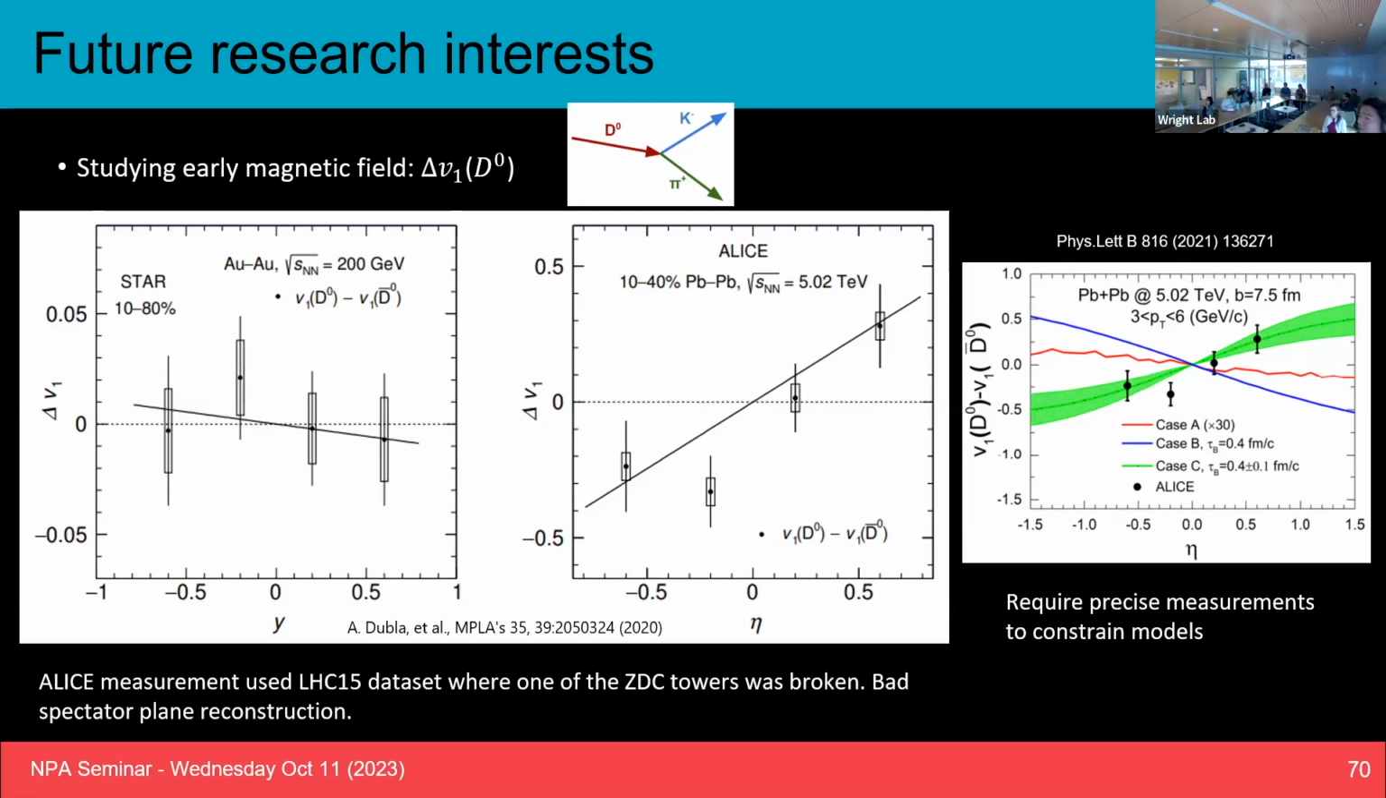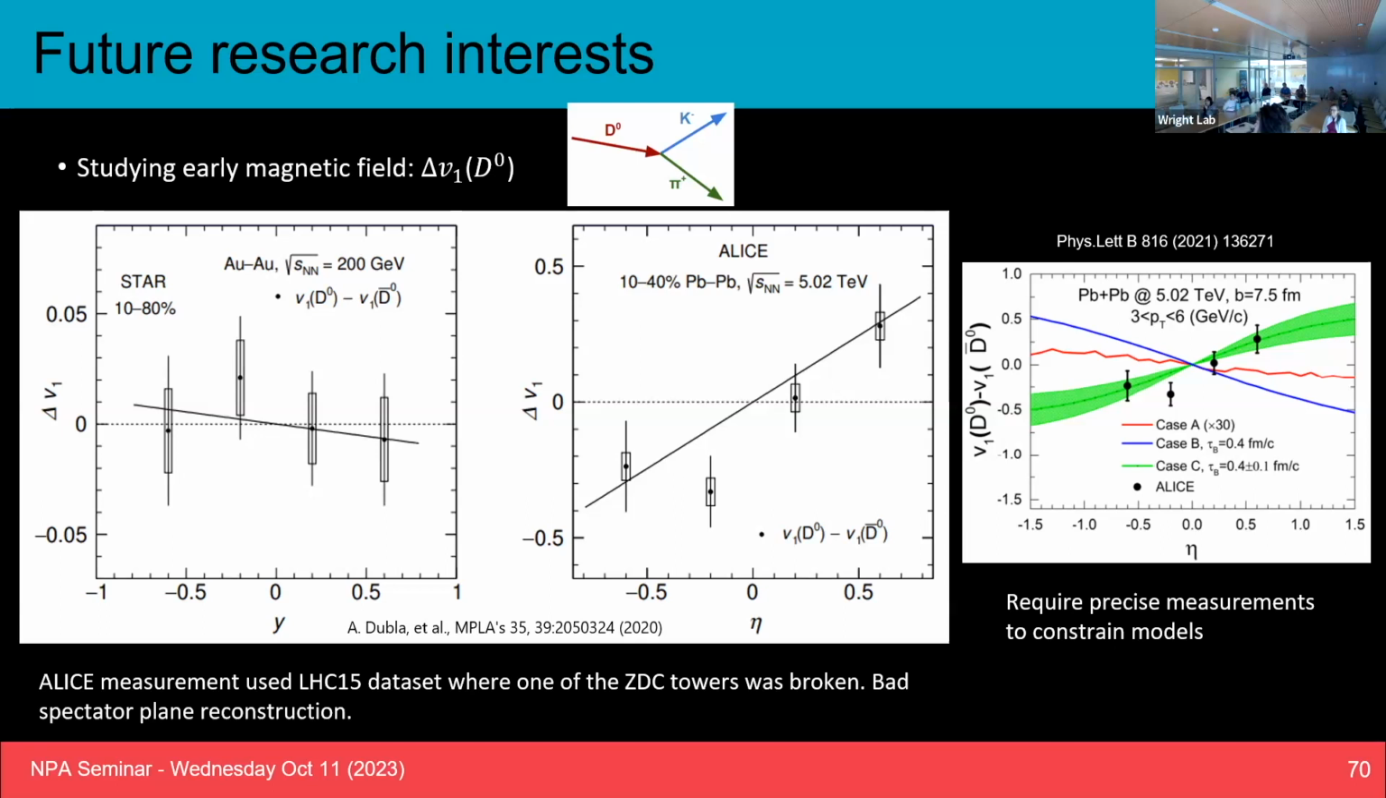People have tried. This is the observable called delta B1. It's a directed flow that we measure for the mesons. And the point is to see the slope of it. We take the difference of D0 and D bar 0, and STAR and ALICE have a bit confusing direction. And also the model.